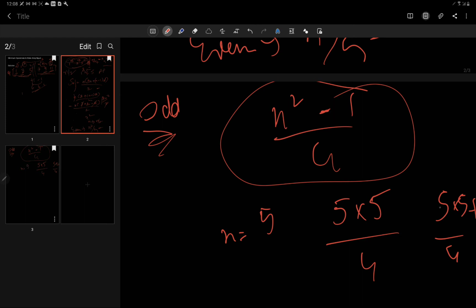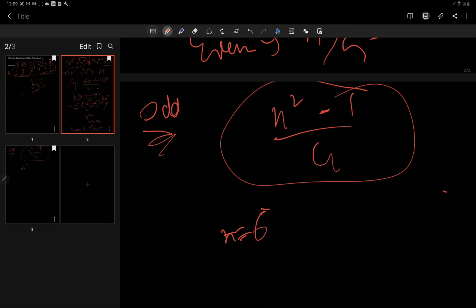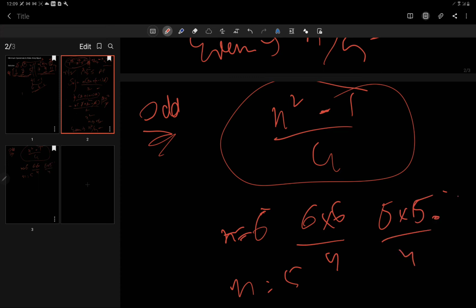Sorry, not for any value of n. Suppose n equals 6, that is even, so 6 into 6 by 4 would be the answer for even, and n equals 5 would be 5 into 5 by 4 minus 1. So why are we subtracting 1? Just to make this an even number so that it could be divisible by 4.